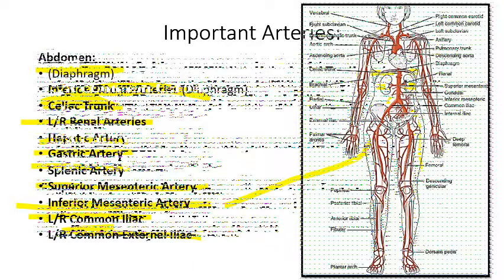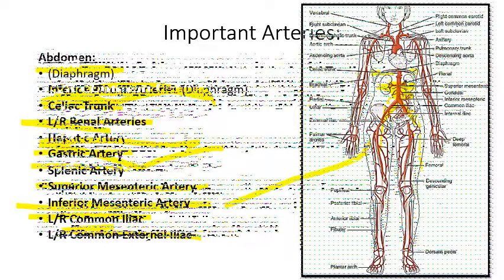Okay, so heading down into the leg once again, we have the abdominal aorta, the abdominal aorta bifurcating into the left and right common iliac arteries, and then traveling down, becoming the external iliac artery, and then the femoral artery down the leg. Then the femoral artery kind of dips behind the knee, and we call it the popliteal artery.